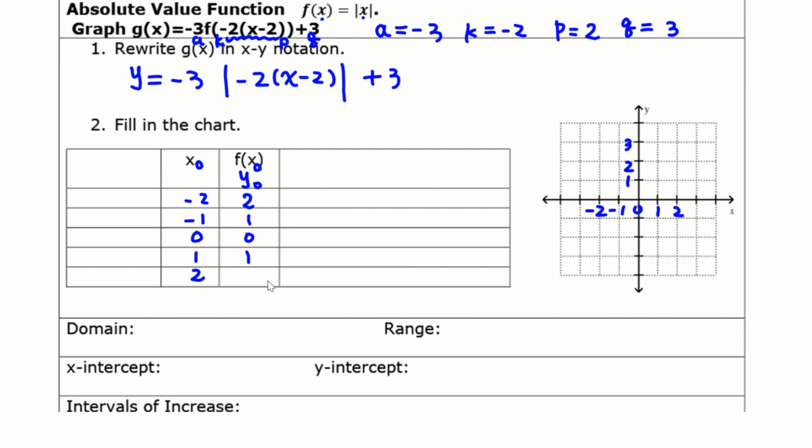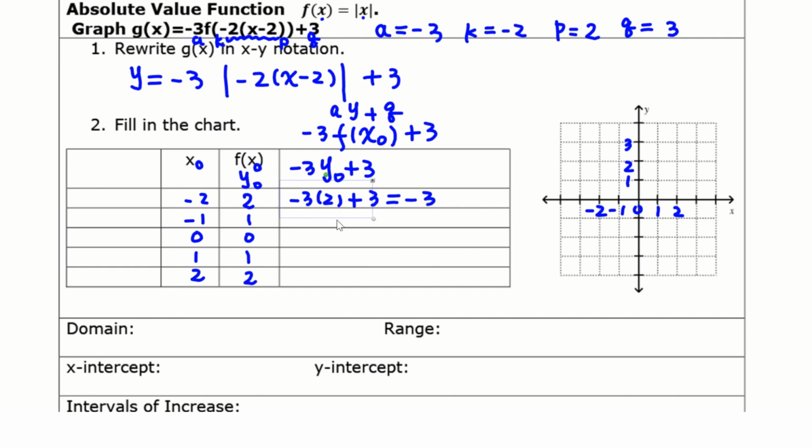Then 1 to 0 is 1, 2 to 0 is 2. So this is the parent function's original x, y coordinate. Then after that, we write the y value as -3 times the function's original y coordinate, then +3. So this is ay plus q. We sub in: -3 times 2 plus 3 will give you -3.